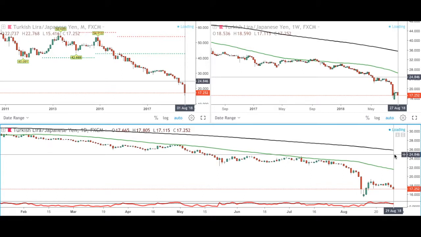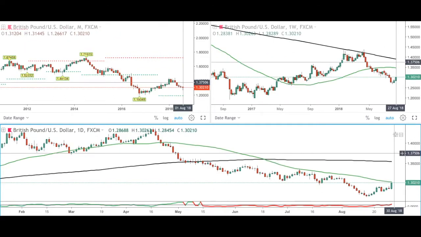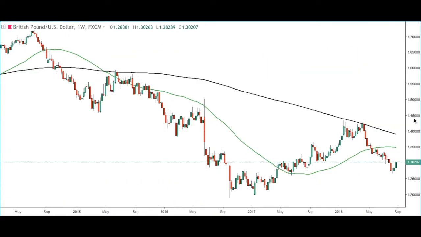The next currency pair we'll be looking at is the British pound against the US dollar. On the weekly time frame, we can see that price is trading below the 200 moving average and also trading below the 50 moving average, giving us a bearish bias on this currency pair and a bearish trend on this currency pair.